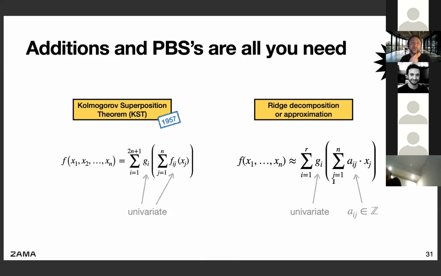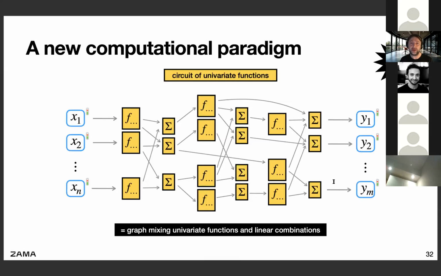It's really interesting because there are plenty of ways out there to decompose a multivariate function. In the very general case, you have a multivariate function, and this is the operation that you want to do homomorphically. There are known ways to decompose them into additions or linear combinations and univariate functions. So if you use this trick, we have this new computational paradigm that arises from the use of the PBS, which is you just decompose your multivariate functions into a network of univariate functions and linear combinations.